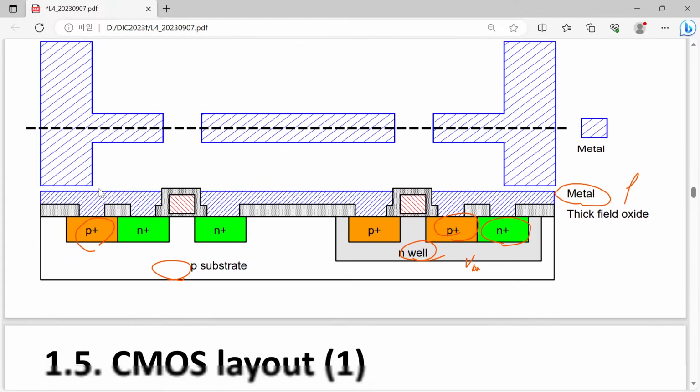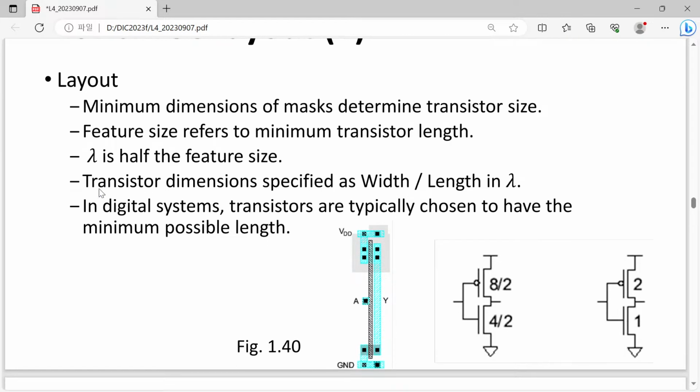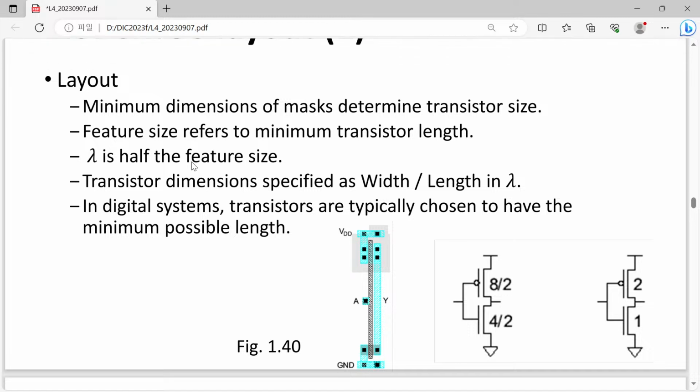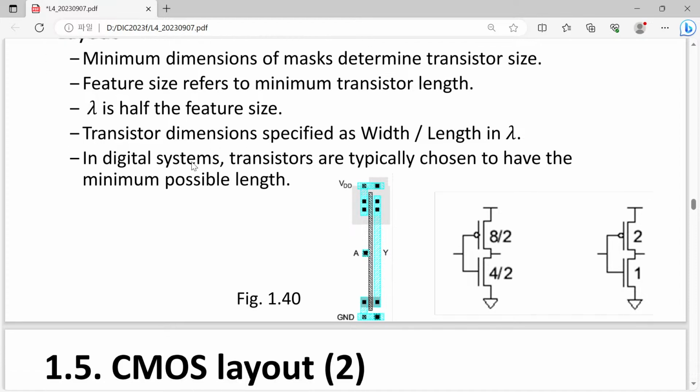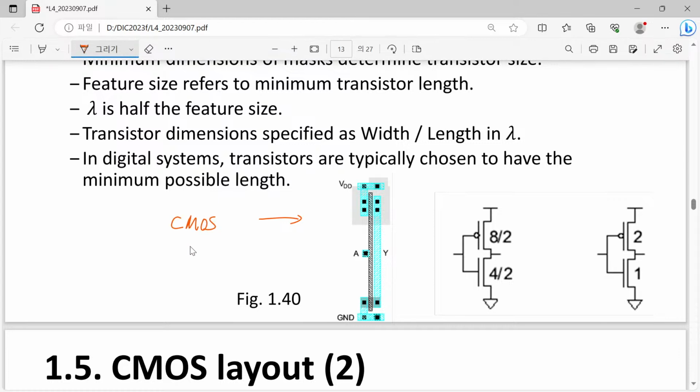Layout is just to show how we can fabricate our device using masks. Figure 1.40 shows a typical layout for our CMOS inverter. As I told you before, we can introduce many different views to consider our CMOS inverter. One is just a logical gate. Wow, this is quite simple.